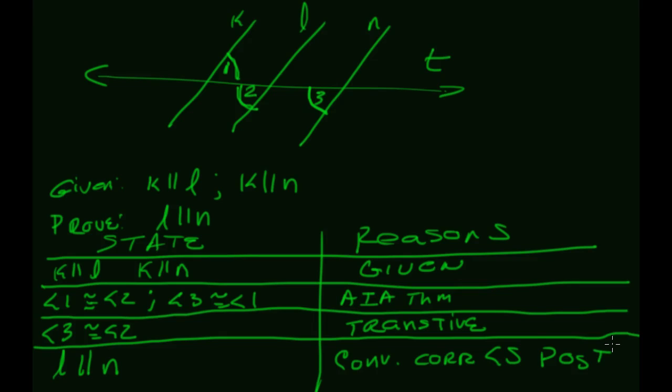If the same side interior angles are supplementary, the lines are parallel. If they're both perpendicular to the same line, then they're parallel. And if you have two lines that are parallel to the same line, then all three lines are parallel to each other. All right, so that's our message for today.